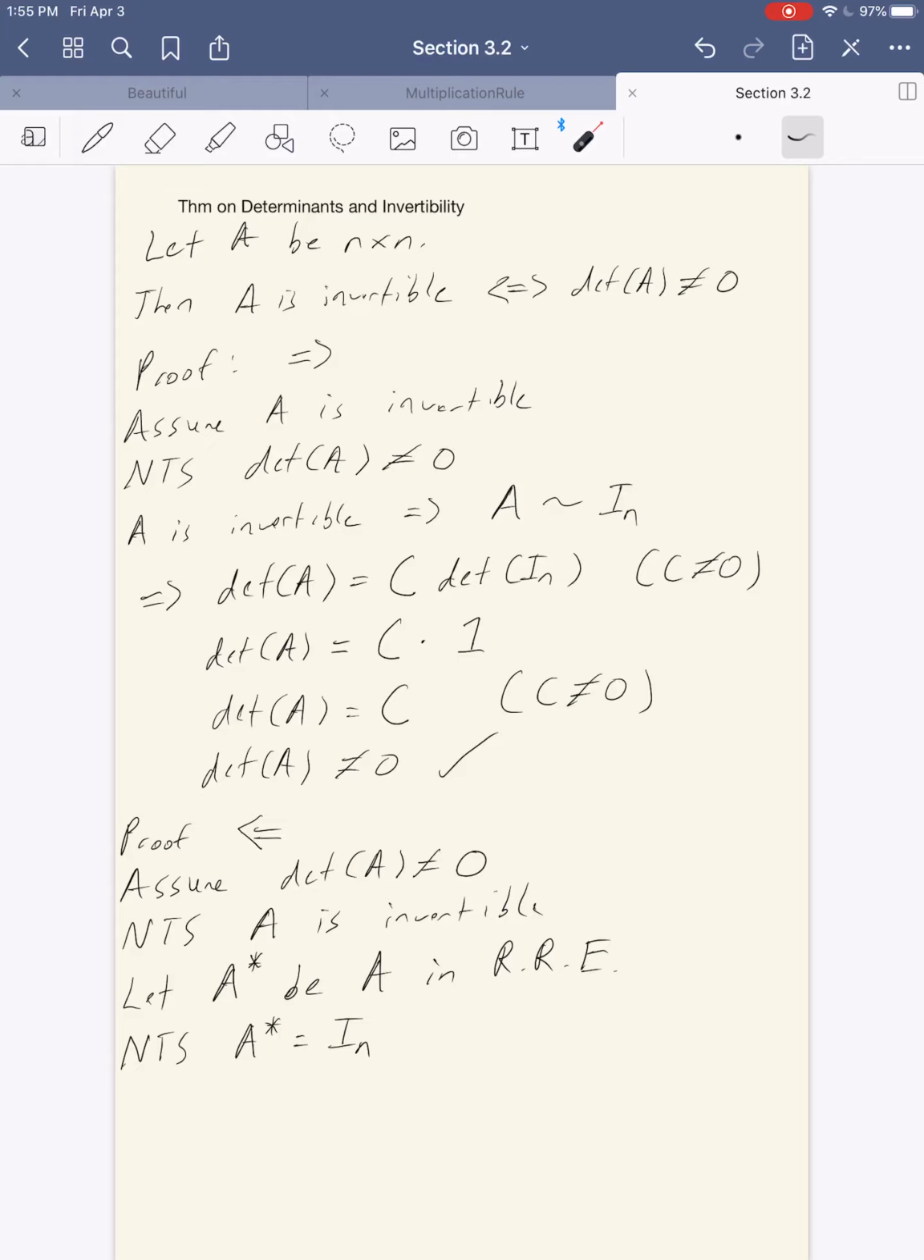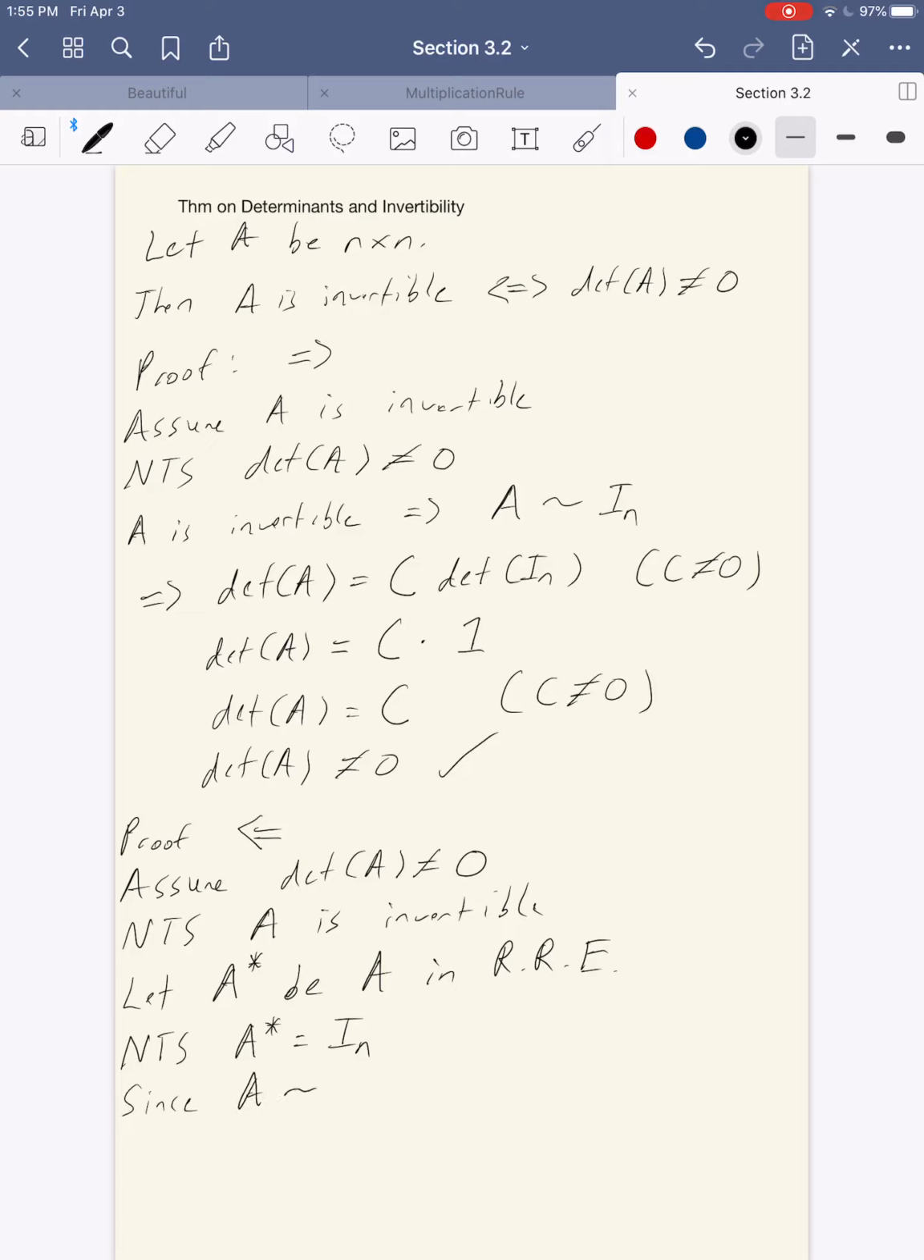That should make sense, right? Because if A star is A in reduced row echelon form, then if we can show that A star is equal to I_N, then we're basically saying that A is row equivalent to I_N, which is the definition of being invertible. So we need to show that A star equals I_N.